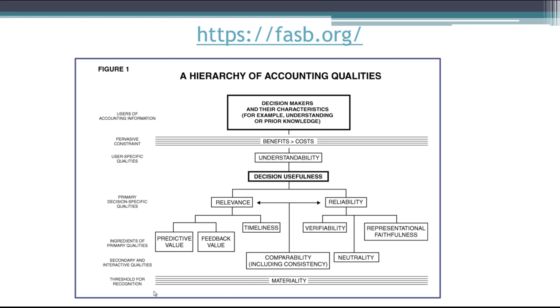At the very bottom here, they have the threshold for recognition, materiality. Before anything is recorded, no matter how good the information might be, it has to be material, which again so closely ties to that cost-benefit constraint. We're not going to spend millions and millions of dollars to get slightly more accurate information that's not really going to matter to anybody's decision making to begin with.